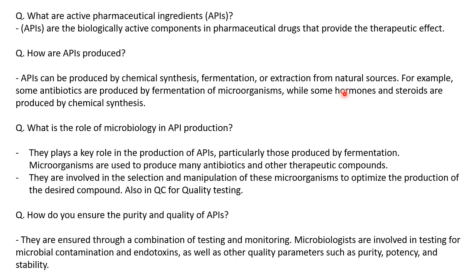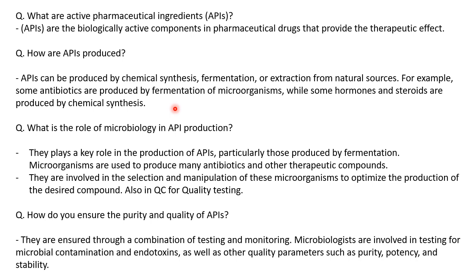It depends on what kind of API is getting produced. For example, if a particular antibiotic is getting produced, then it can be produced using a fermentation process from a microorganism, while some hormones or steroids are produced by chemical synthesis. That's the difference. It depends on what kind of product the active pharmaceutical ingredient is.